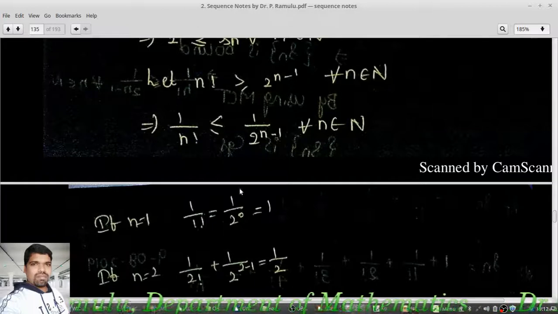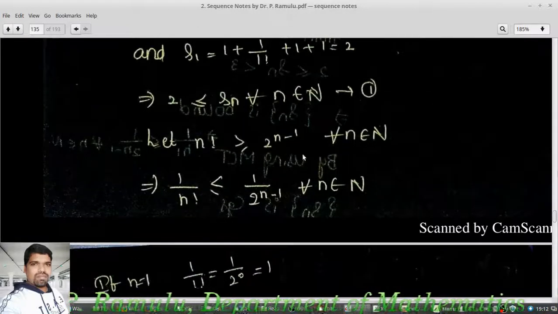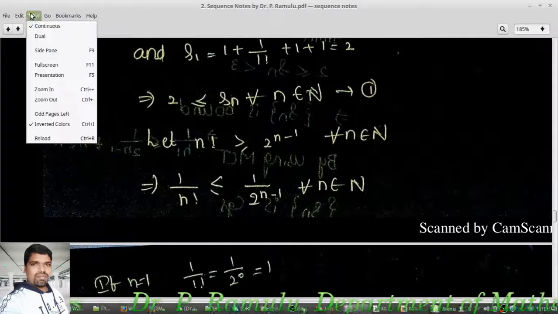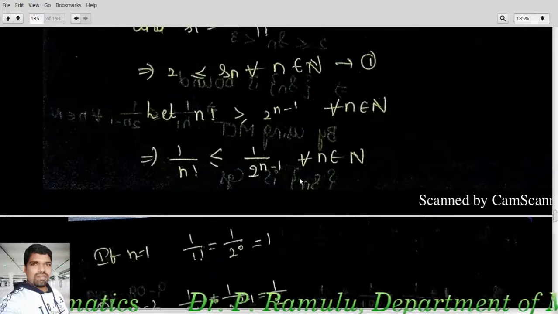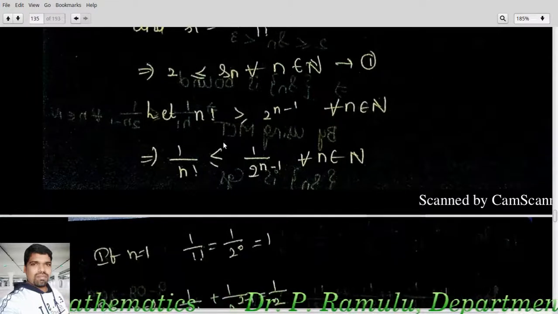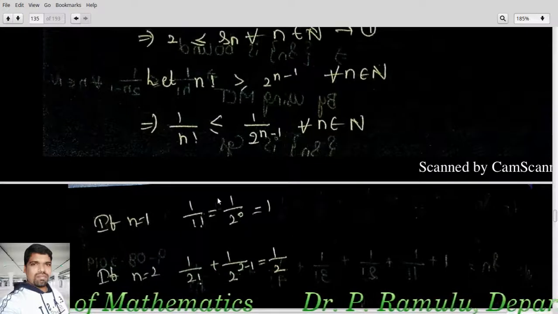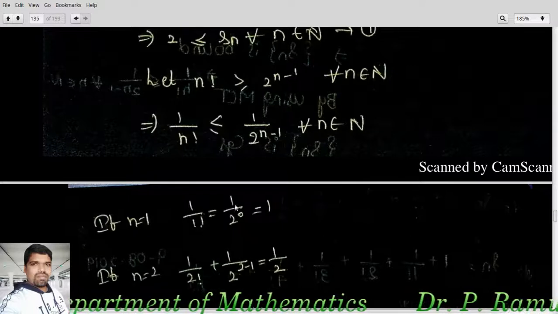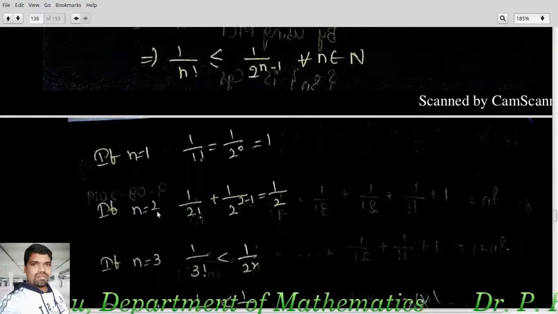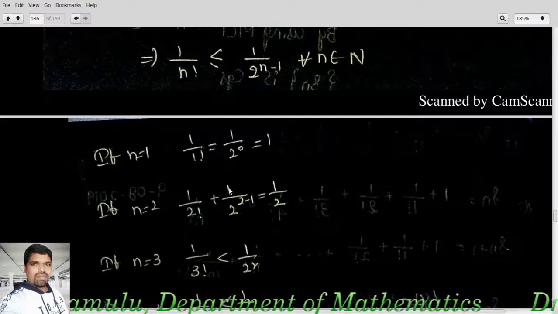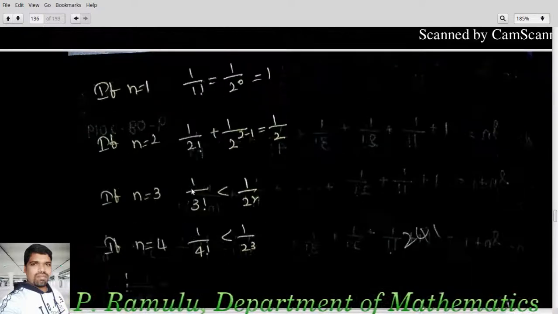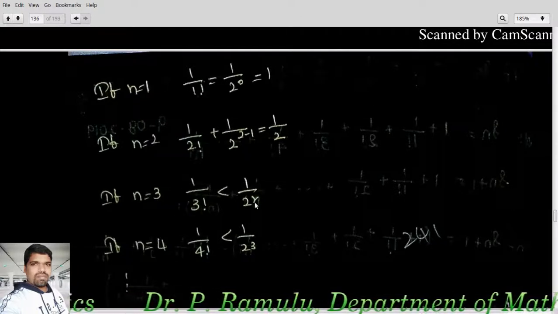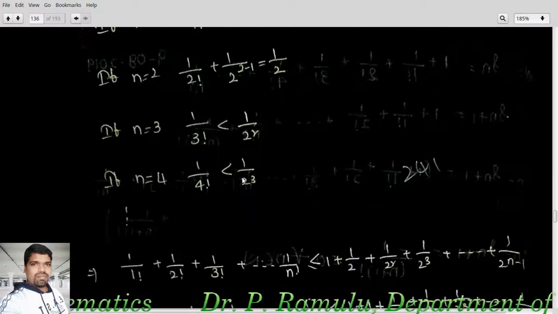So I am considering that n factorial is greater than or equal to 2 power of n minus 1 for all n. Which implies 1 by n factorial is less than or equal to 1 by 2 power of n minus 1 for all n belonging to N. If n equals 1, 1 by 1 factorial equals 1 by 2 power of 0, which is 1. Both are the same. If n equals 2, 1 by 2 factorial equals 1 by 2, both are the same. If n equals 3, 1 by 3 factorial is less than 1 by 2 square. For 4, 1 by 4 factorial is less than 1 by 2 cube.